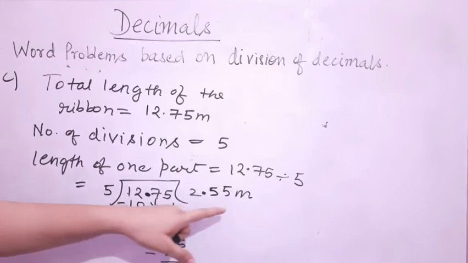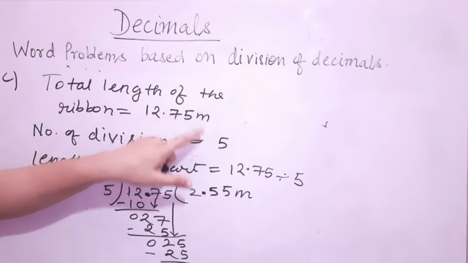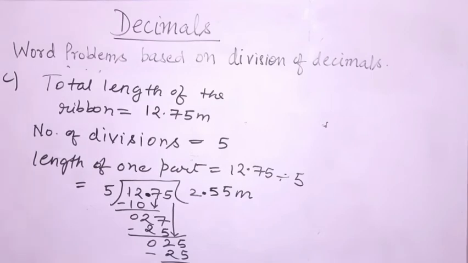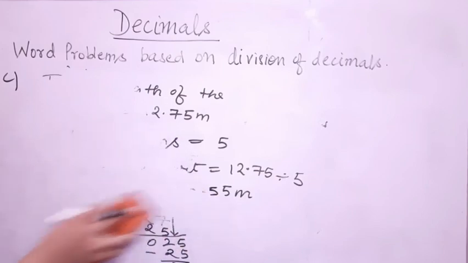Why am I writing meter over here? Don't forget to mention the units, because if you forget to mention the units, you are going to lose marks. Okay, so always mention the unit that is given in the question. Now 2 more word problems are remaining. The fourth one is, if 0.009 kg is the total weight of 9 boxes, what is the weight of one box?